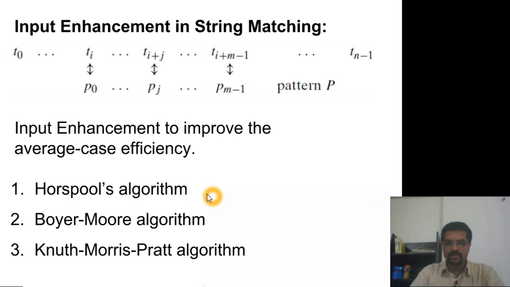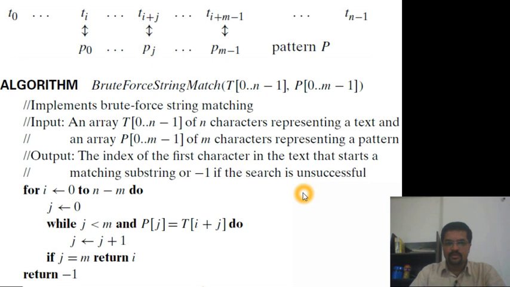So here are the well-known three algorithms. Horspool's algorithm is a little simplified version of Boyer-Moore algorithm, and Boyer-Moore algorithm and Knuth-Morris-Pratt algorithm both are pretty much same. So in this video, I'm going to just discuss about Horspool's algorithm.